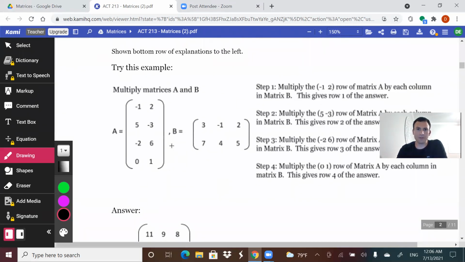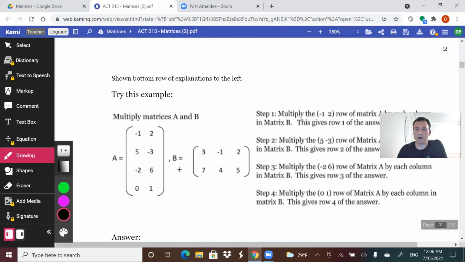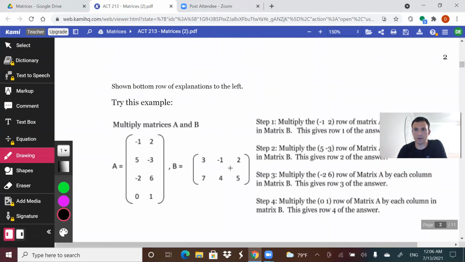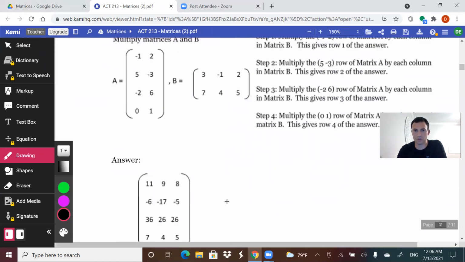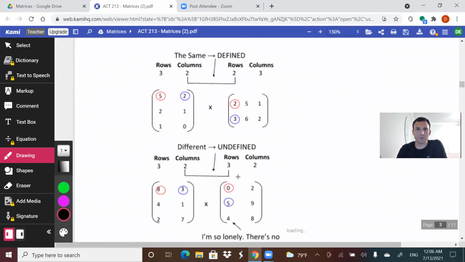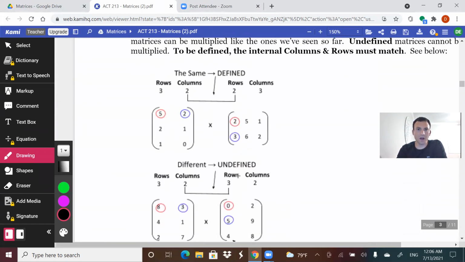If I were you, I would try this example and see if you can figure it out. You can pause the video. The answer is just below. So if you've paused, try it, see if you get it, then check the answer. There's the answer. Okay.